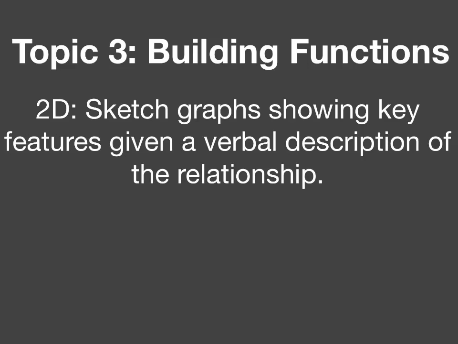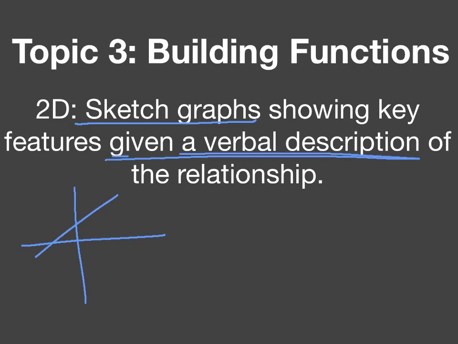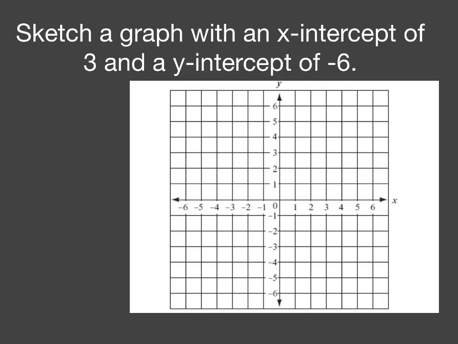Hello, this video is for topic 3, building functions, and this is for learning target 2D, which is asking us to sketch graphs showing key features given a verbal description of the relationship. So let's understand what we're being asked to do. We're going to sketch graphs. Well, if I have an XY axis, I know I'm going to make a line somewhere on this XY axis. I'm sketching these graphs, and in these graphs, we're going to show key features given a verbal description. So if they give me a verbal description, they're telling me in words something about this graph so that I can sketch it. So let's take a look at an example.